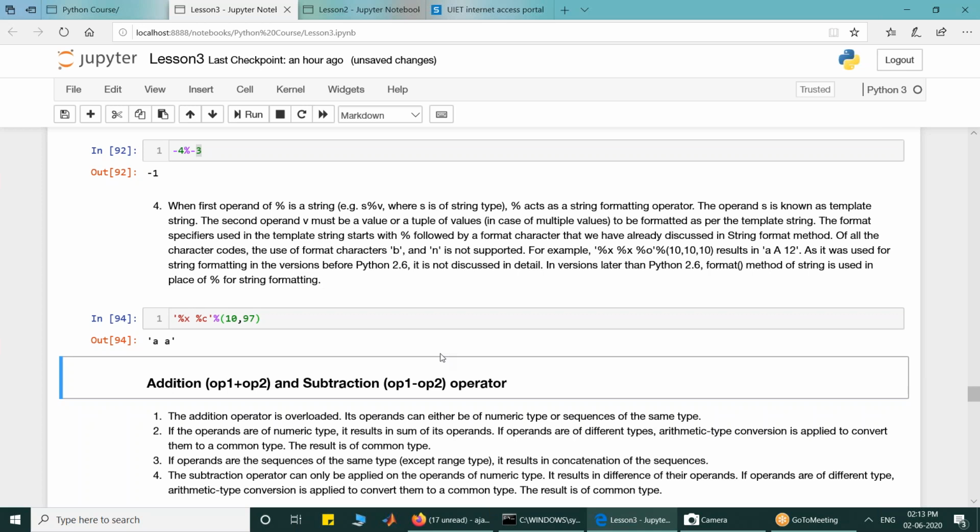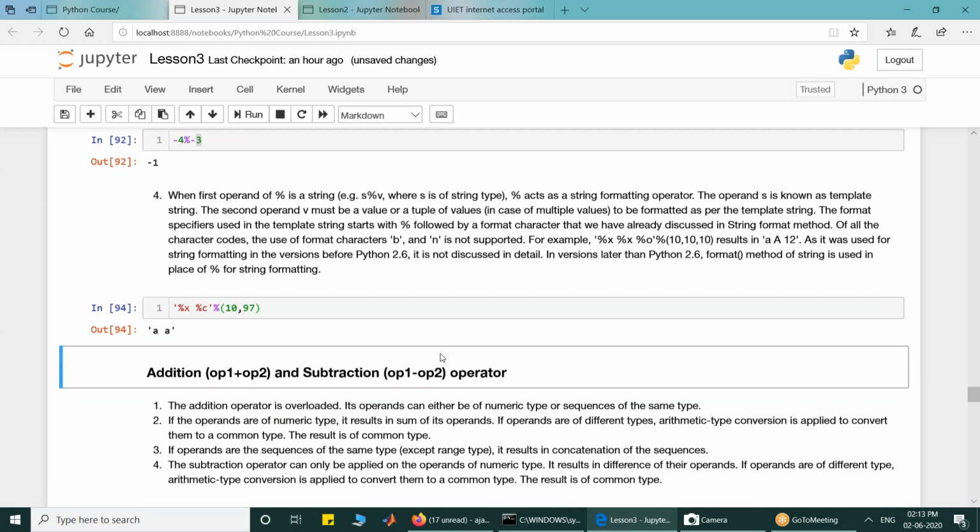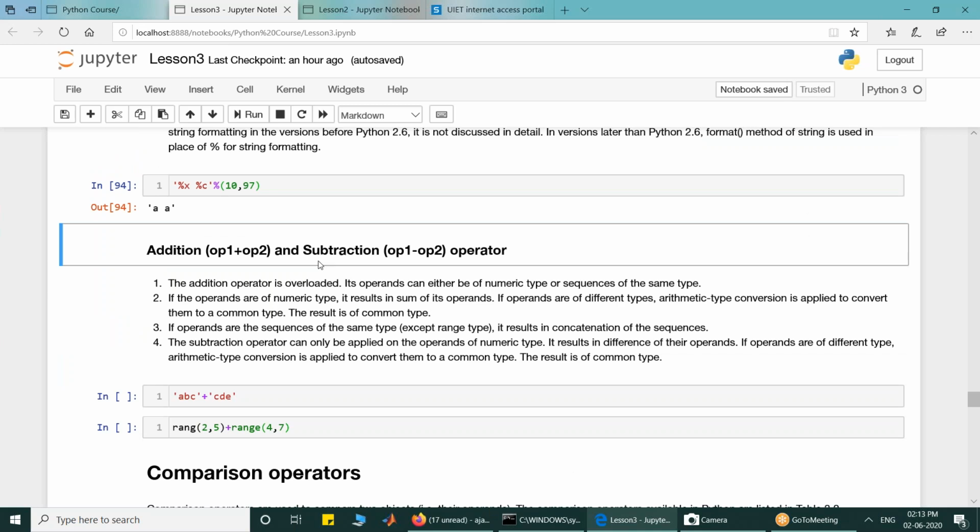The addition operator and the subtraction operator are also overloaded. If they are applied on numeric types, they compute values, but if they are applied on sequences, they result in concatenation. Remember, they are not allowed on range type. So if I do this with range, it is not allowed.